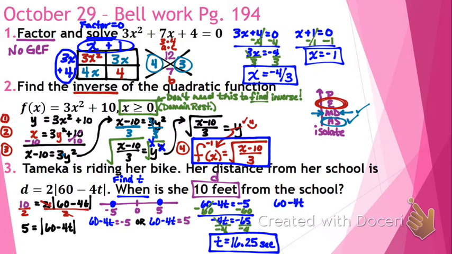60 minus 4t equals positive 5. So I'm going to subtract 60 from both sides again. Does that give me a positive 65? No. What does it give me? Negative 55. And then divide both sides by negative 4. When is the other time that she's 10 feet away? 13.75. And we'll put seconds with that as well.